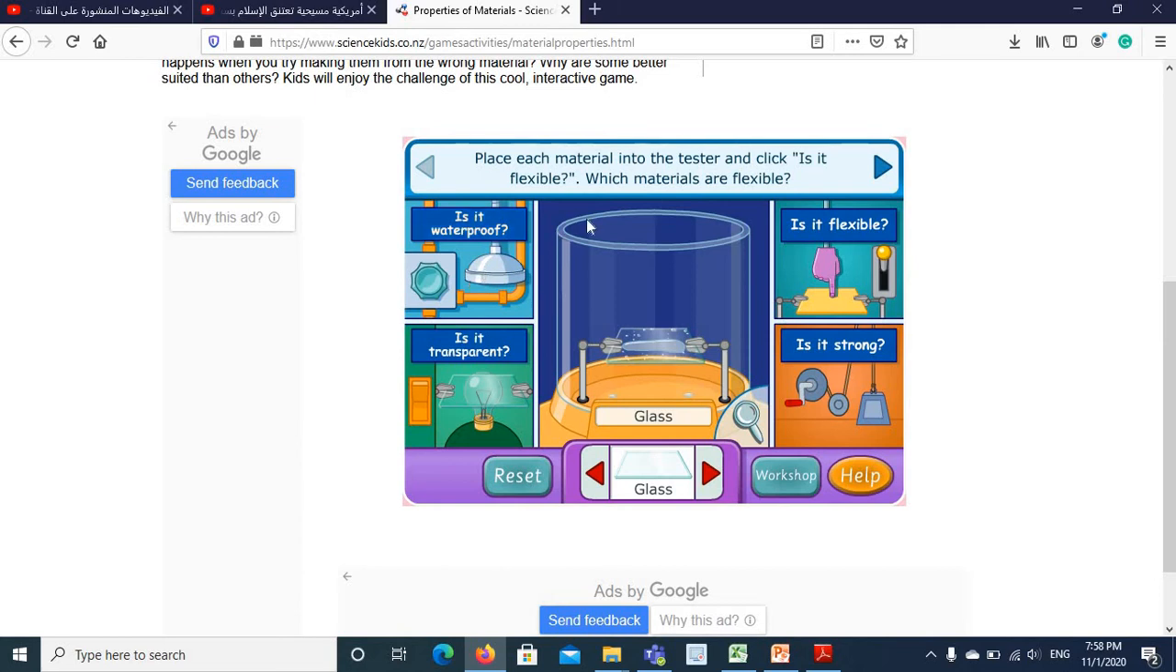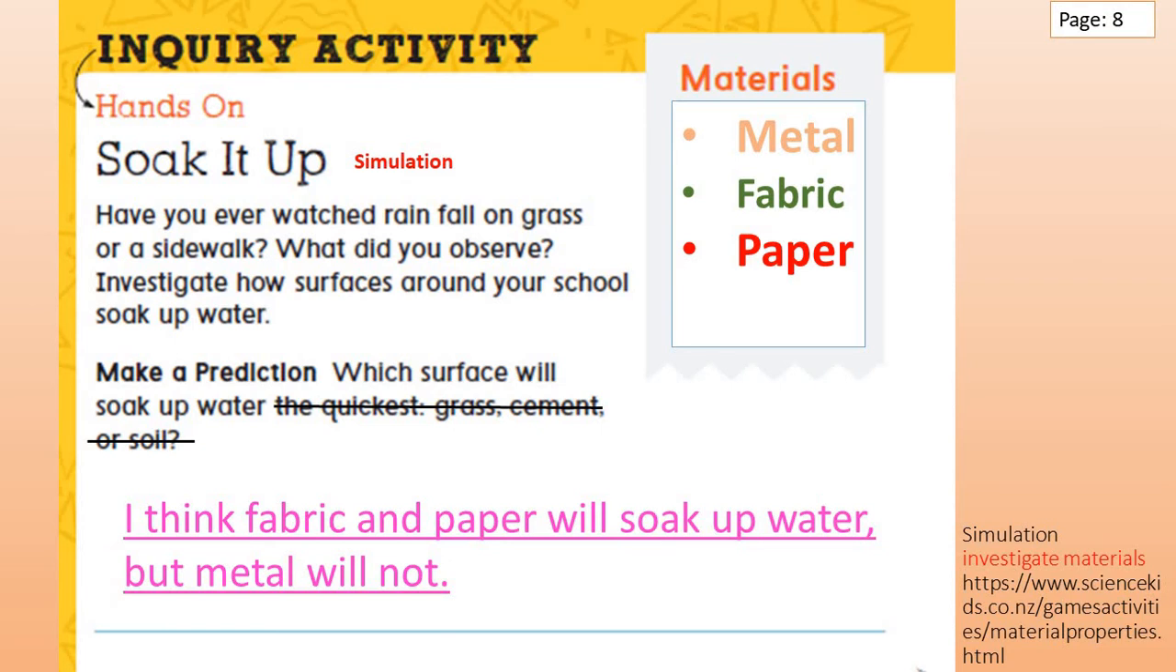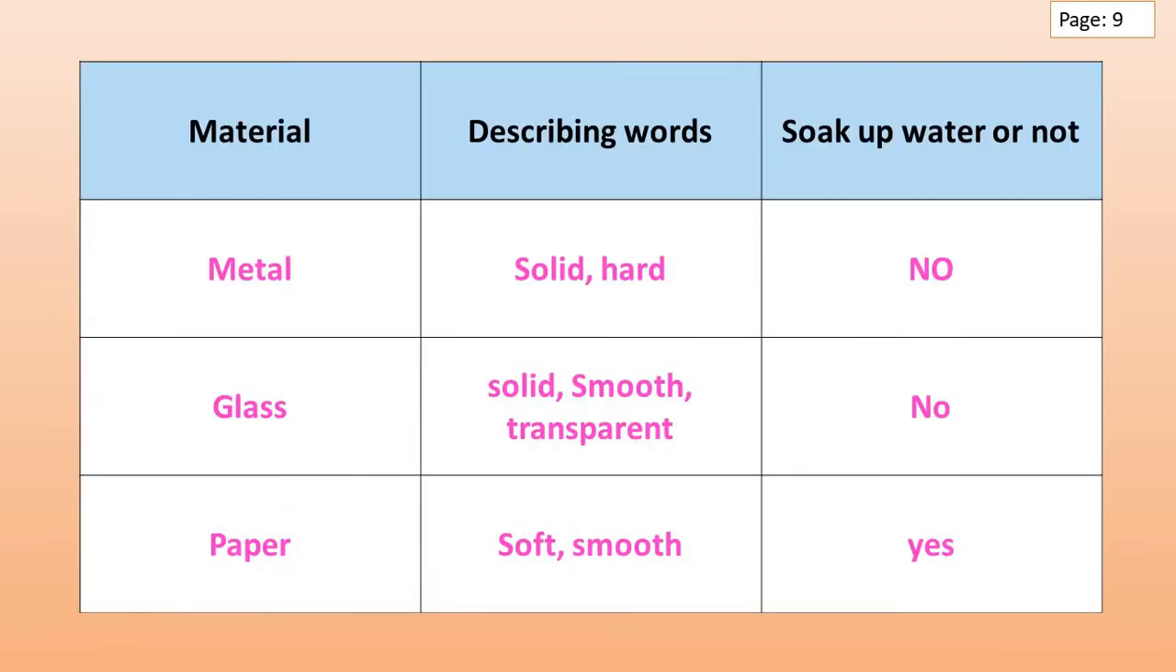Interesting. Now let's summarize things, grade 2. Fabric and paper will soak up water, but metal will not. This is what we predict before, and this is what we get. Let's see the next page. Page number 9. Here we have the materials.